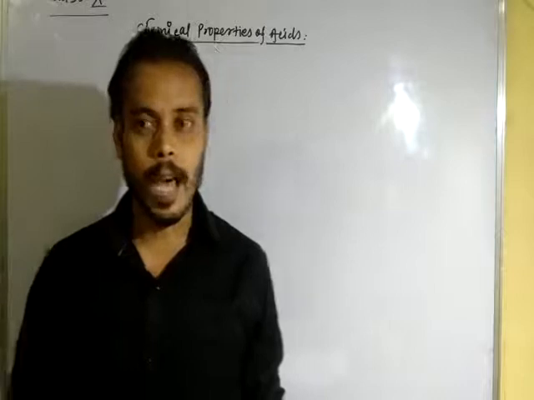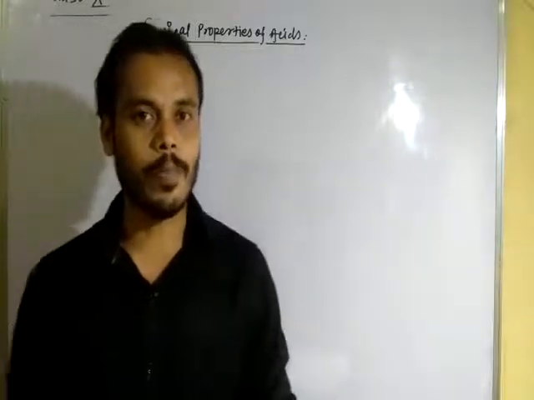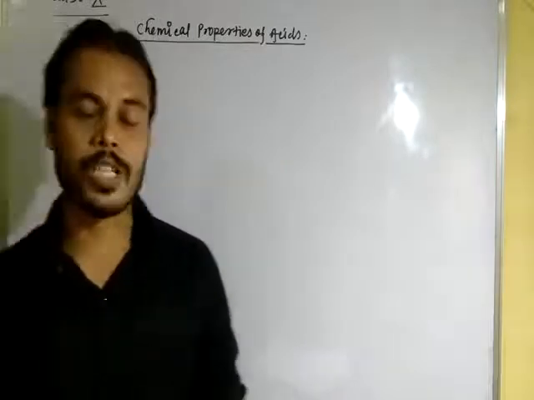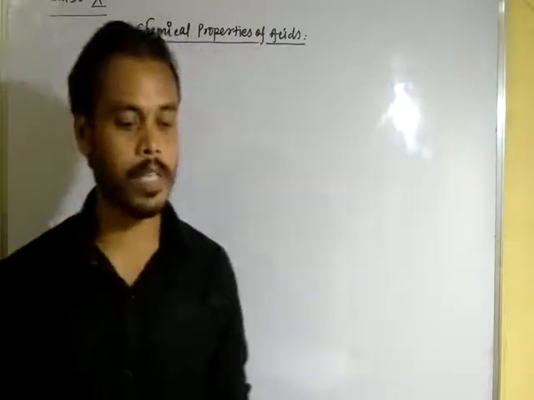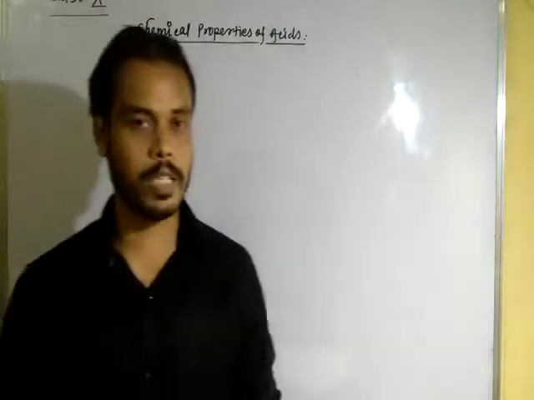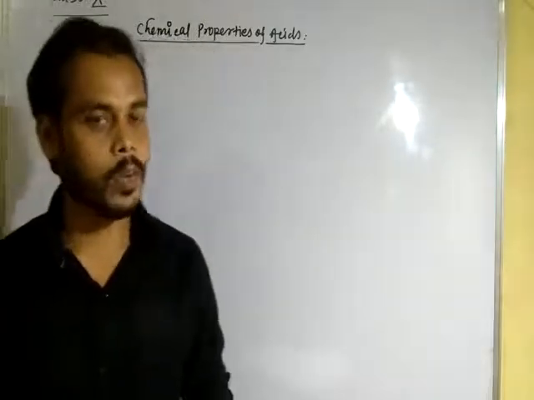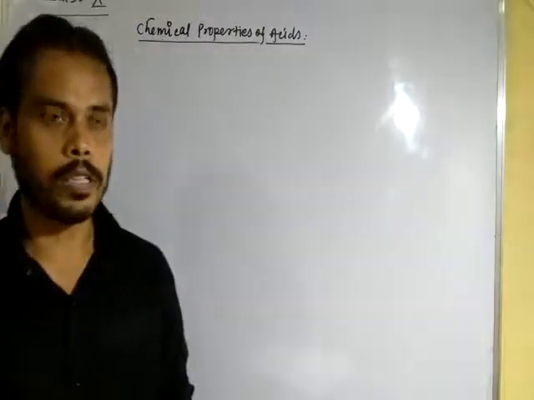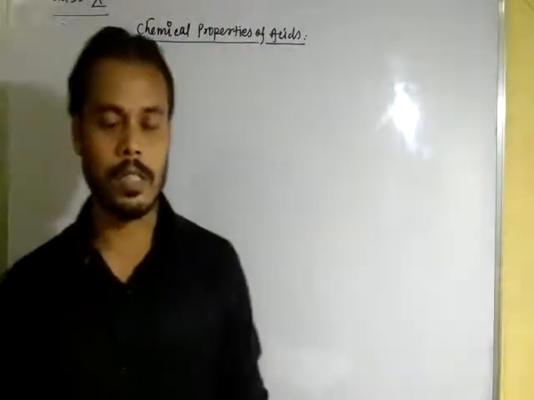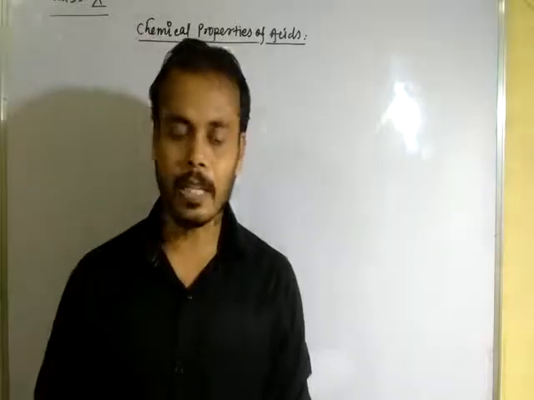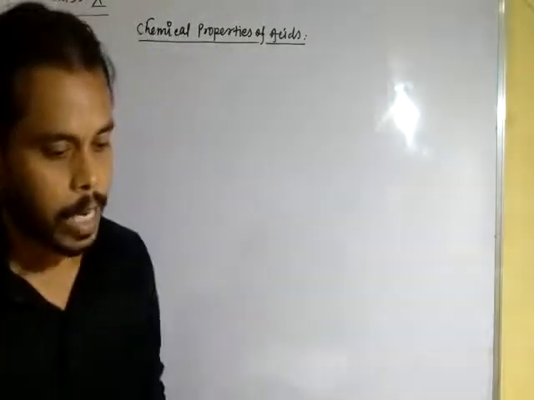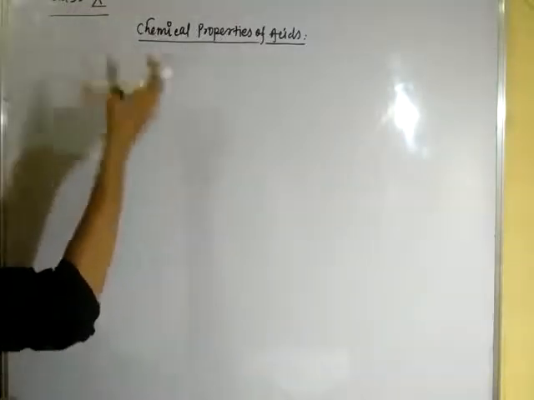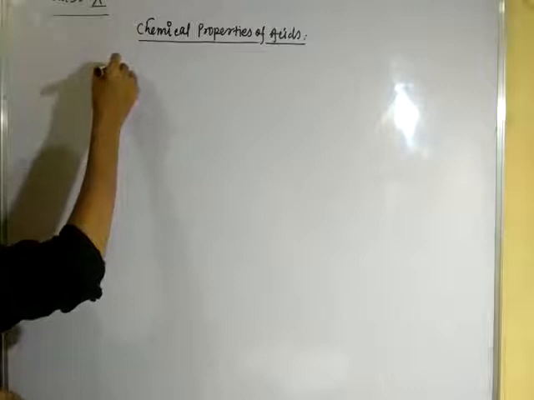In the last video we discussed the chemical properties of acids, only two of them: reaction with active metals and reaction with bases. And today we are going to discuss another important chemical property of acids: reaction with carbonates and bicarbonates. Acids react with carbonates and bicarbonates.